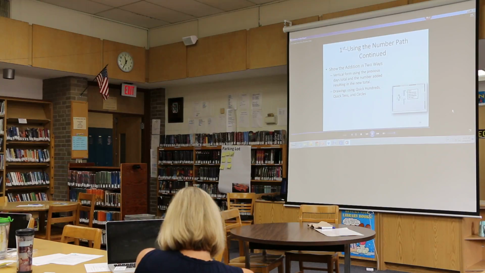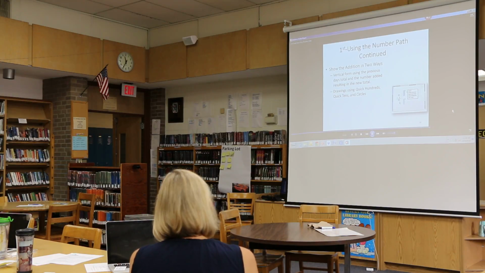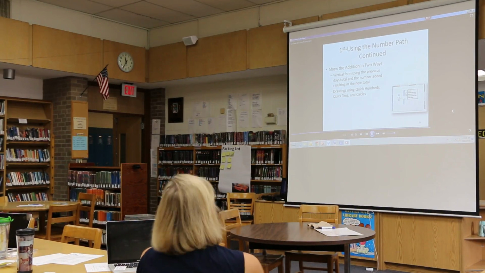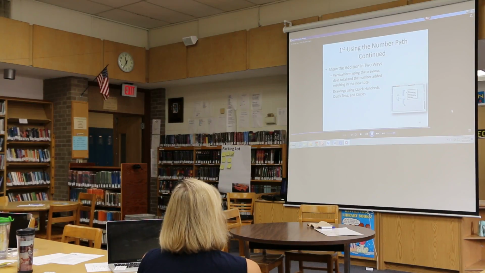So then after they have completed the vertical form and have shown a proof picture, then they can draw a clean 10s and 1s picture, and then erase that, and then they'll be ready to start with a new picture the next day. The focus of the number path is to connect the picture form to the standard form. Let's see what it looks like in the classroom.